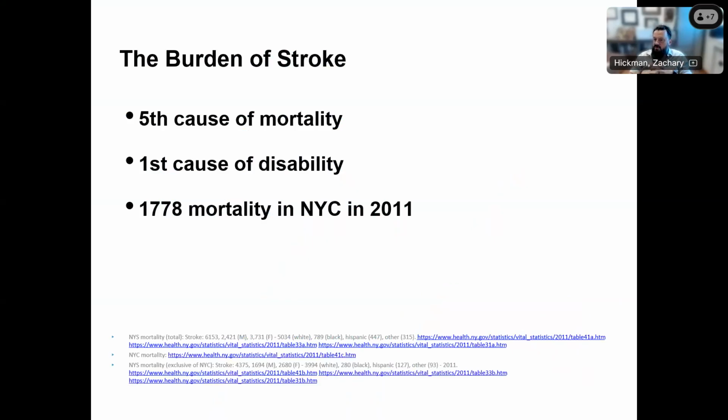As we all know, stroke is a major neurological disease and a very significant cause of mortality and disability in high-income countries and in the United States. It's the fifth leading cause of mortality and the first cause of disability. And in New York City in 2011, a little bit outdated numbers, there were over 1,700 patients who died from a stroke in New York City.